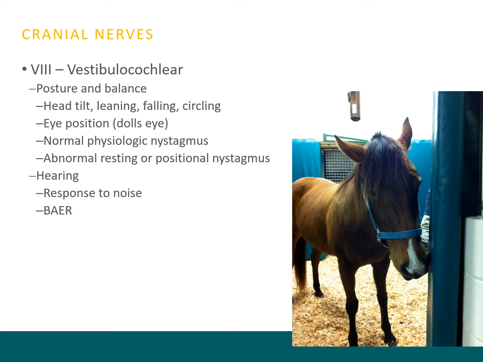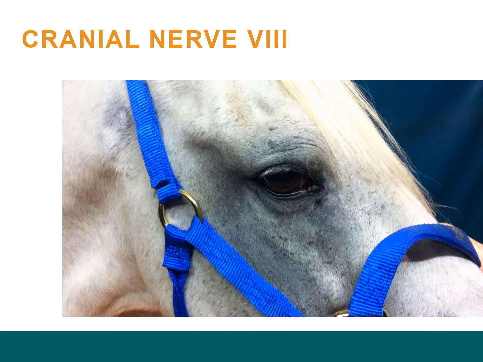The other portion of the vestibulocochlear nerve is going to be hearing, so that's going to be response to noise. Sometimes we can clap or wrinkle a peppermint wrapper or something like that, and if they can hear it, then they're probably normal. If we really want to discern, especially one side versus the other, we're going to have to do a brainstem auditory evoked response. So in terms of nystagmus, I do have a couple of videos here.